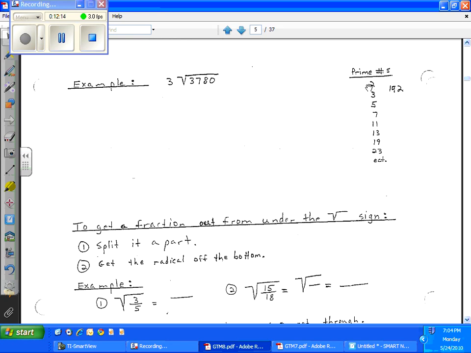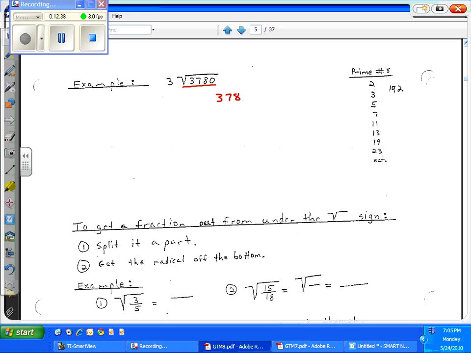So let's look at an example. Remember that prime numbers are numbers divisible only by themselves and 1: 2, 3, 5, 7, 11, 13, 19, 23, etc. So what we would do is take the radical part of that, the radicand, as we call it, 3,780, and we would break it down. I'm going to move it over here just so I have a little bit more room. 3,780, and we're going to do the prime factorization.